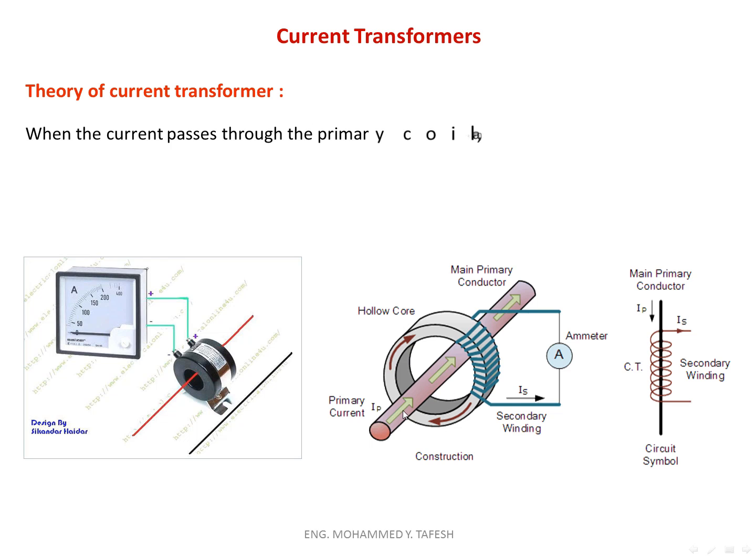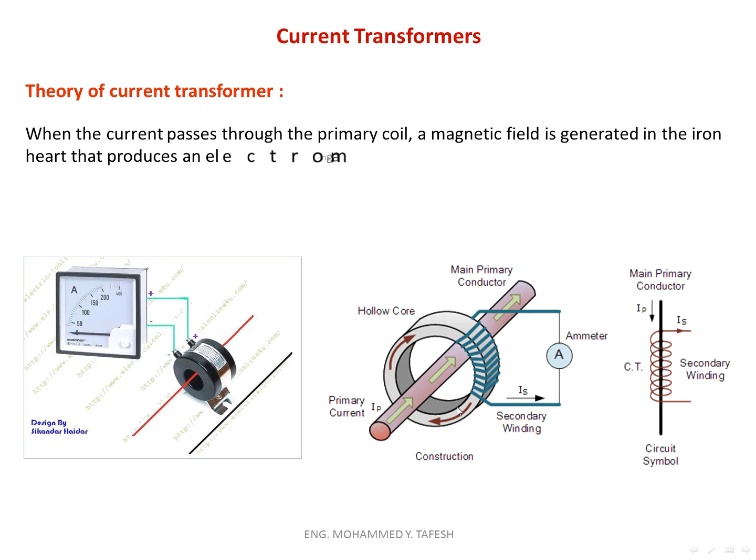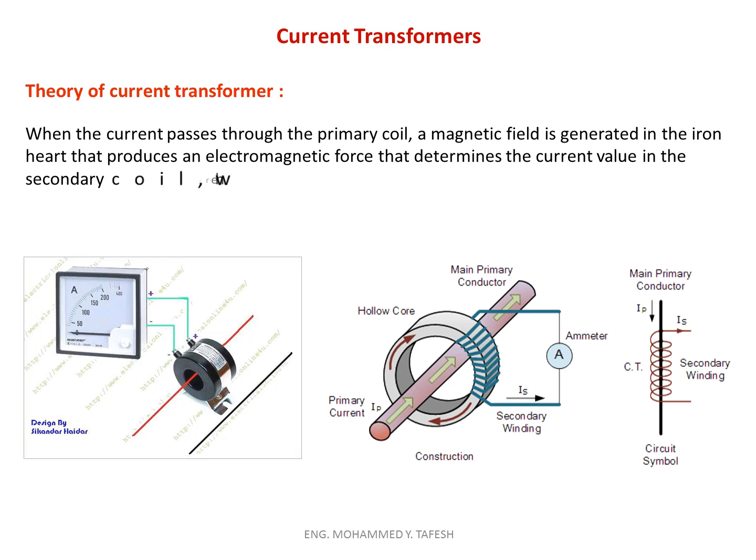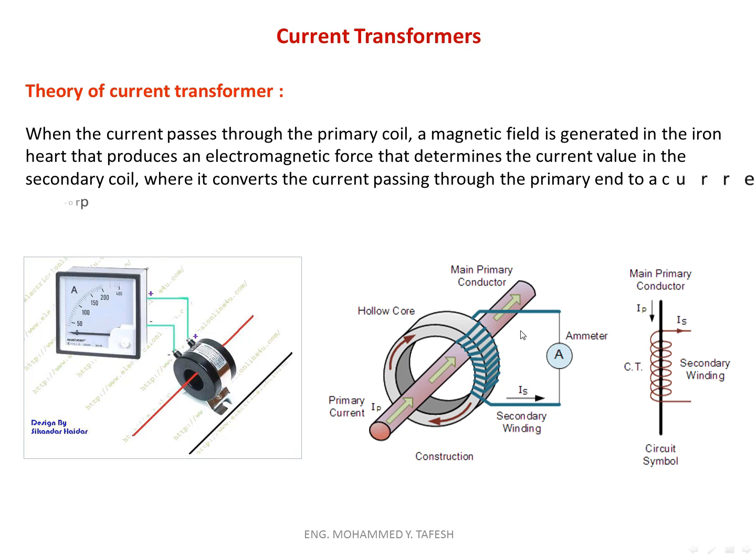When the current passes through the primary coil, a magnetic field is generated in the iron core and produces an electromagnetic force that determines the current value on the secondary coil, where it converts the current passing through the primary end to a current proportional to it on the secondary end.